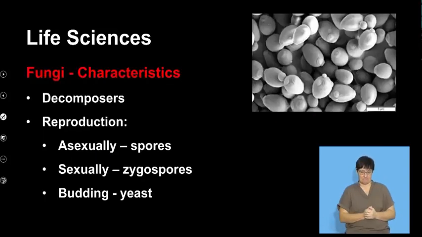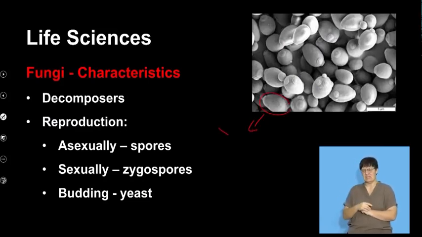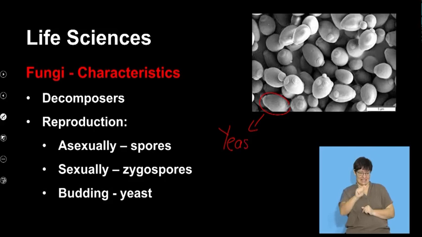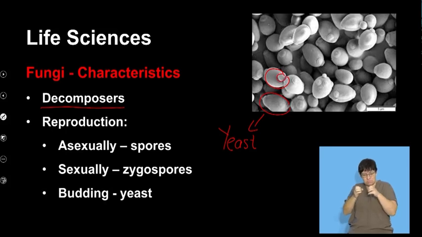Okay, guys, now I don't know if you know what this is. This is yeast. It's one of the few unicellular fungi that we're going to find. Now, as I said to you, fungi are decomposers. This is now their characteristics. They are decomposers. They break down all living things. And when they reproduce, these are spores. This is asexual reproduction. This is yeast reproducing.